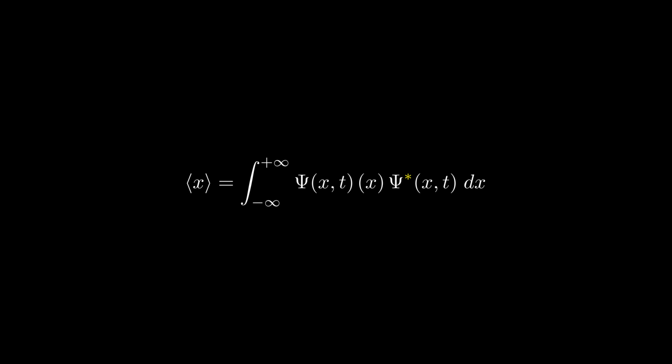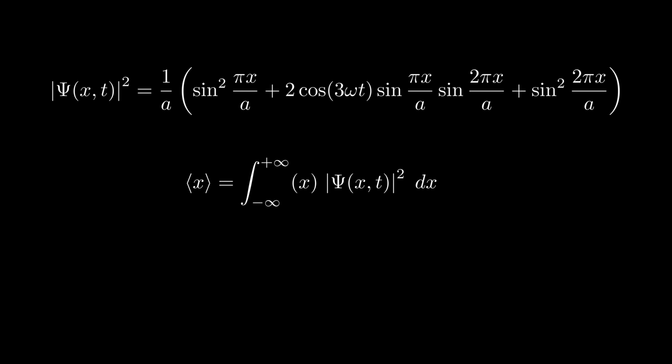Mathematically, in this case, it doesn't matter where we place the x. However, for other observables, the placement of the variable can be crucial. For simplicity, we replace psi multiplied by the complex conjugate of psi with the absolute value of psi squared, which is a common substitution in quantum mechanical integrals. This simplifies our task, as we already calculated psi squared in part B.